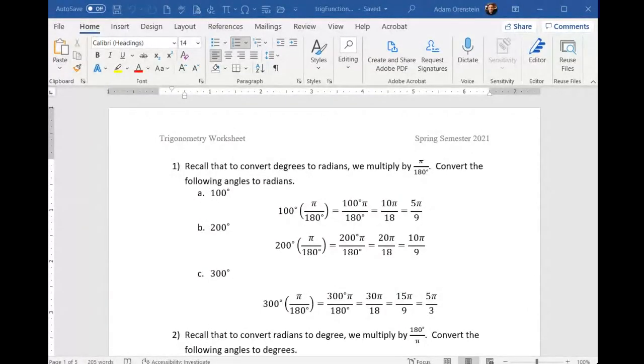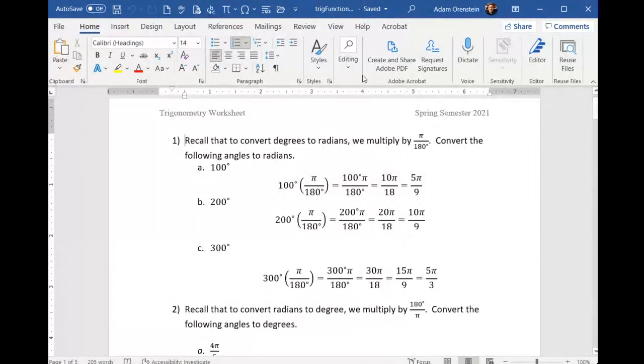Okay, so for the first one, again, what you want to do is multiply by pi divided by 180 degrees. So for 100 degrees, you multiply by pi over 180 degrees, and of course, that's equal to 100 degrees times pi divided by 180 degrees. And of course, you can reduce that.